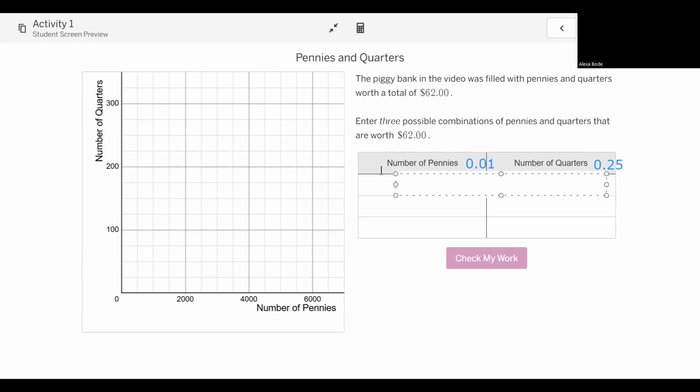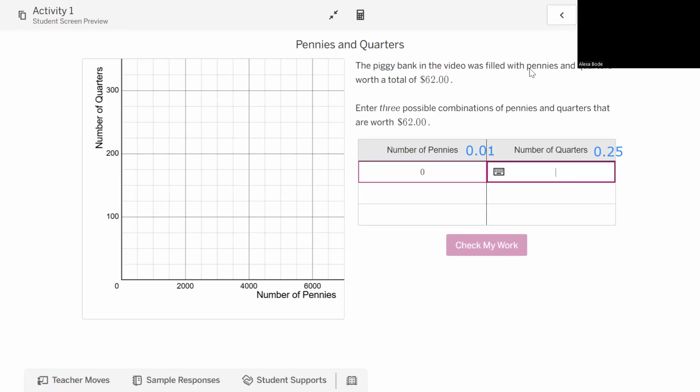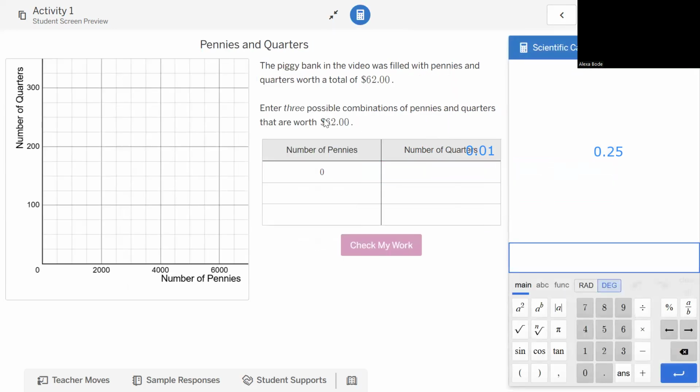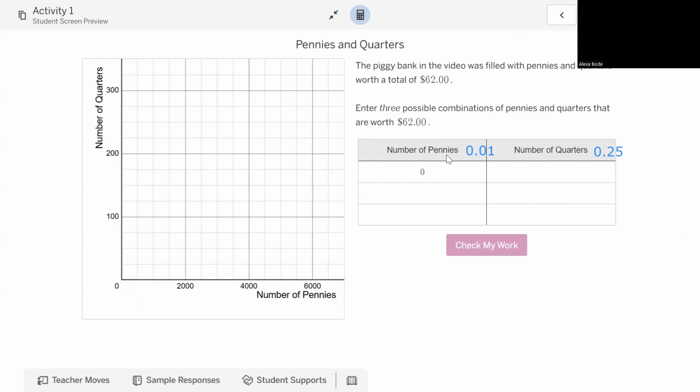So if I had 0 pennies, how many quarters would add up to $62? Well, if we know that quarters are worth 0.25 of a dollar, we know how many quarters would be in a dollar. And there are 4 quarters in a dollar. So $62 times 4 quarters is 248. So if all $62 was in quarters, that would be 248 quarters.